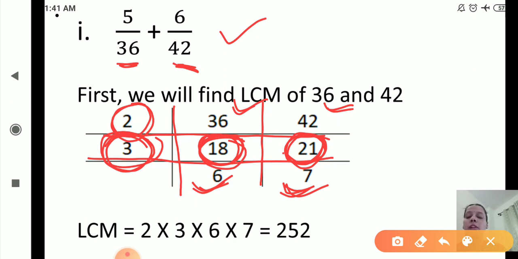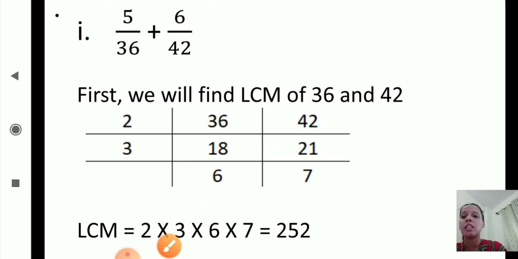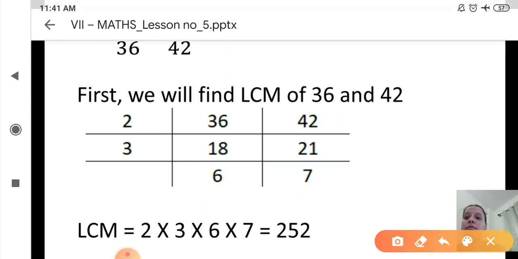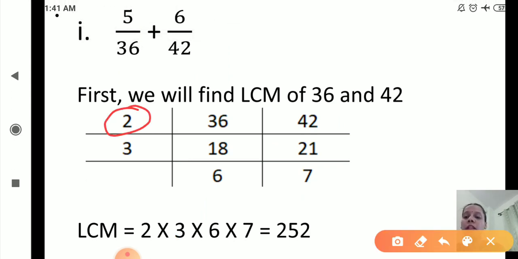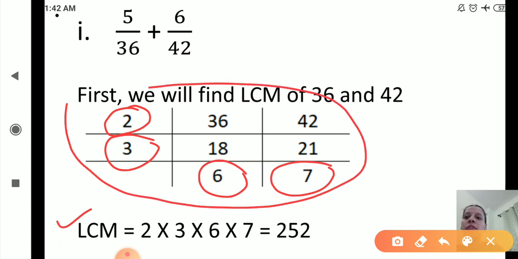Now you will find out LCM. What is the next step to find out LCM? The factors which you got here in this method, that is 2, 3, 6 and 7, you will multiply all these factors. Okay, then only you will get LCM, that is least common multiple. So as you can see here in this step, I have written 2 into 3 into 6 into 7. From where I took this? From this LCM method.